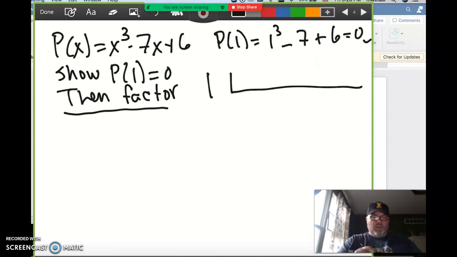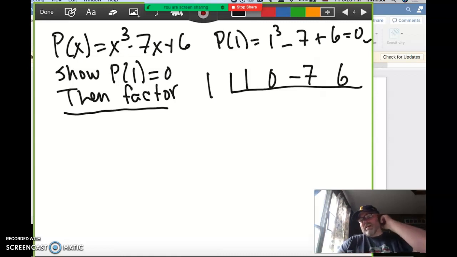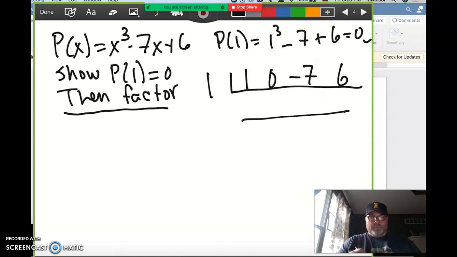Let's see, we have 1x cubed, we have 0x squared, we have negative 7x, and then we have 6. Now hopefully I did this right. I've been known to mess up. So we bring down the 1. 1 times 1 is 1. We add them, we get 1. 1 times 1 is 1. Negative 7 and 1 is negative 6. 1 times negative 6 is negative 6. Negative 6 plus negative 6 is 0.